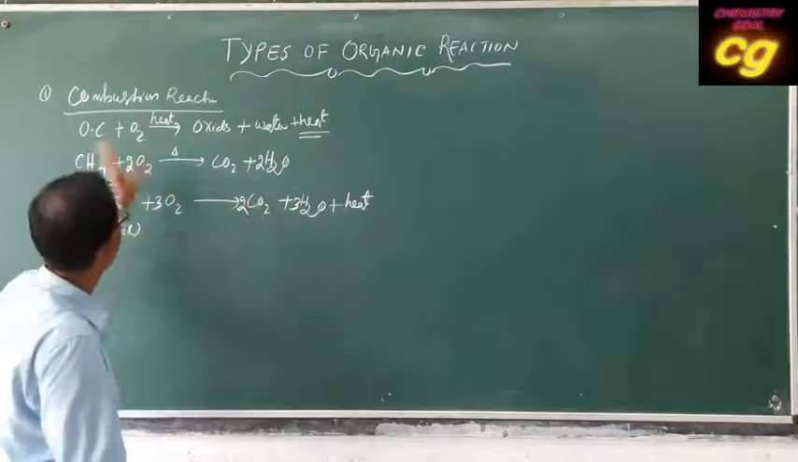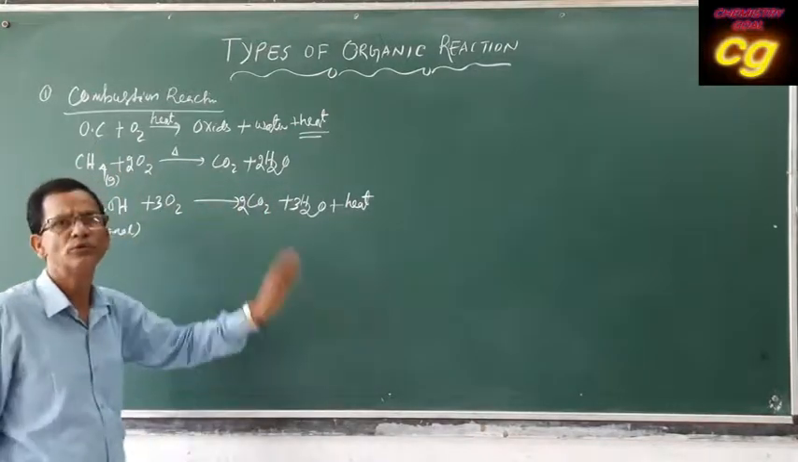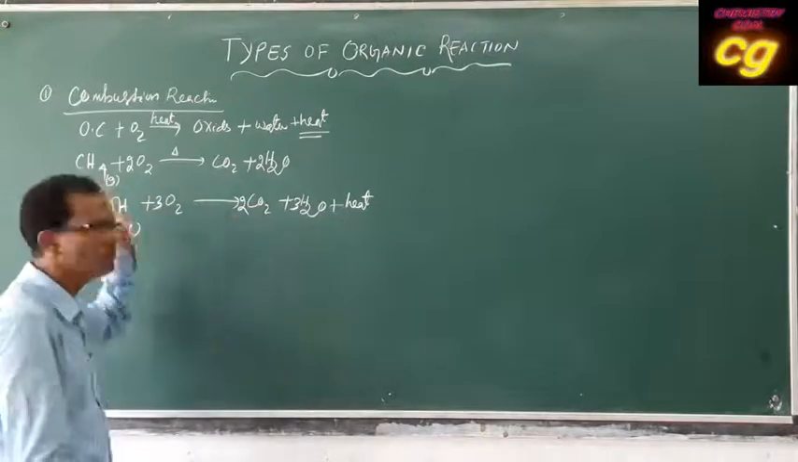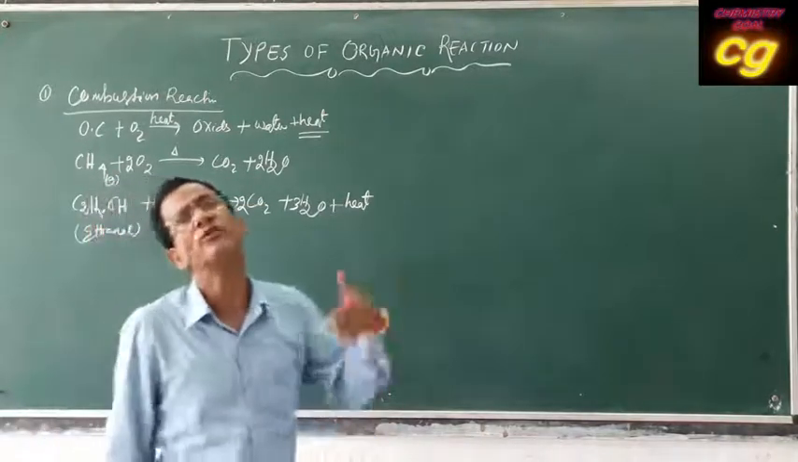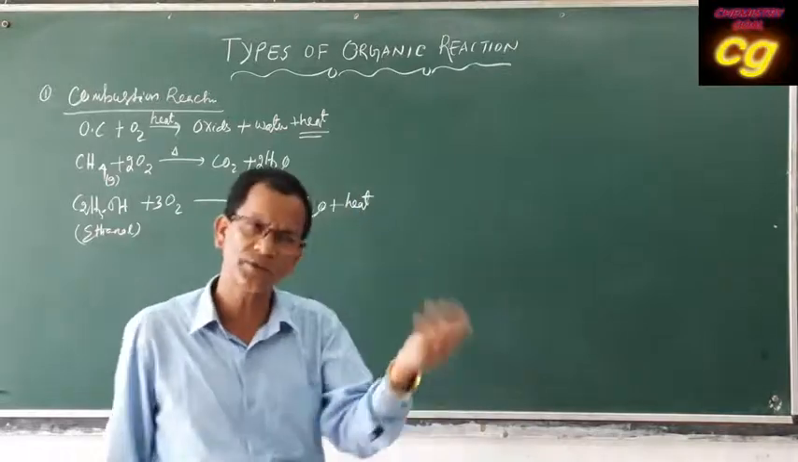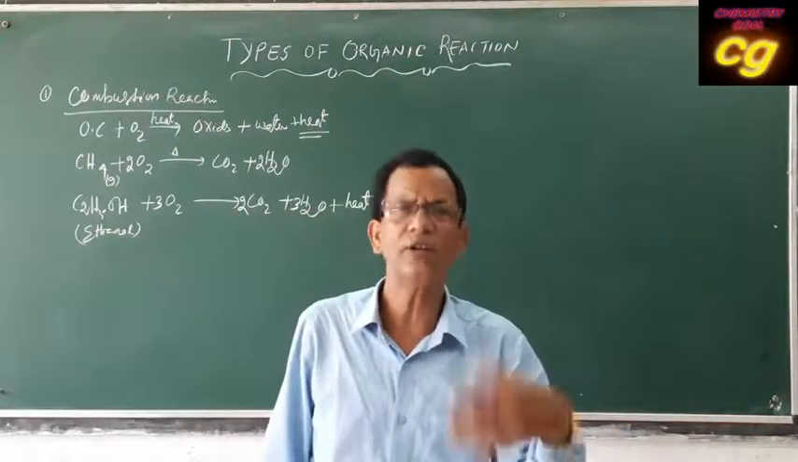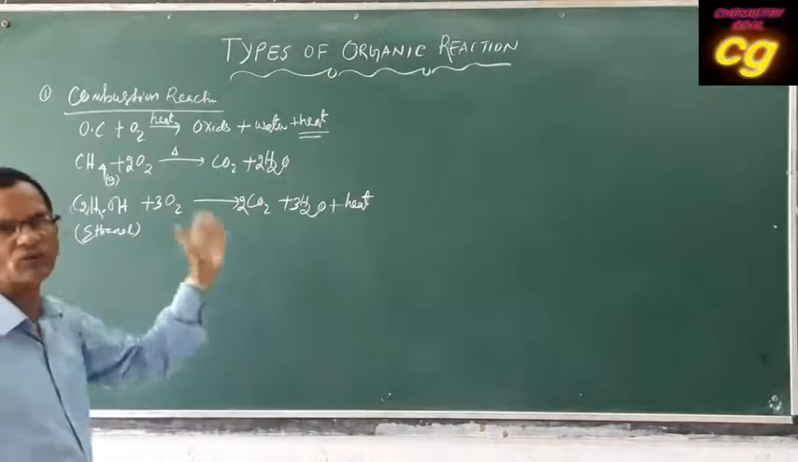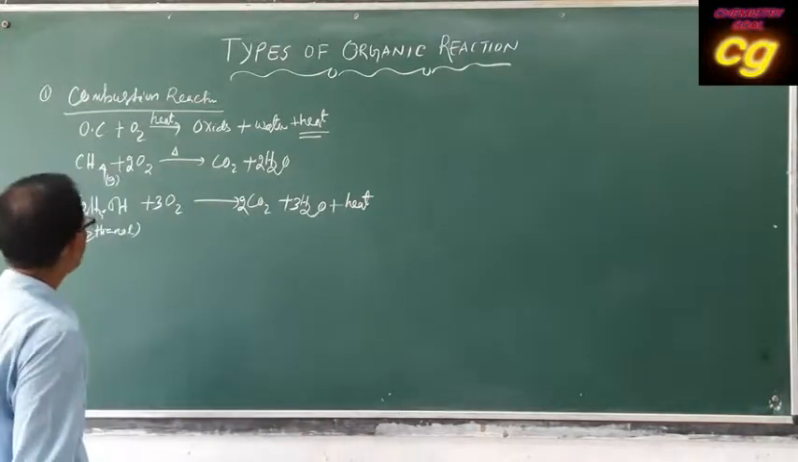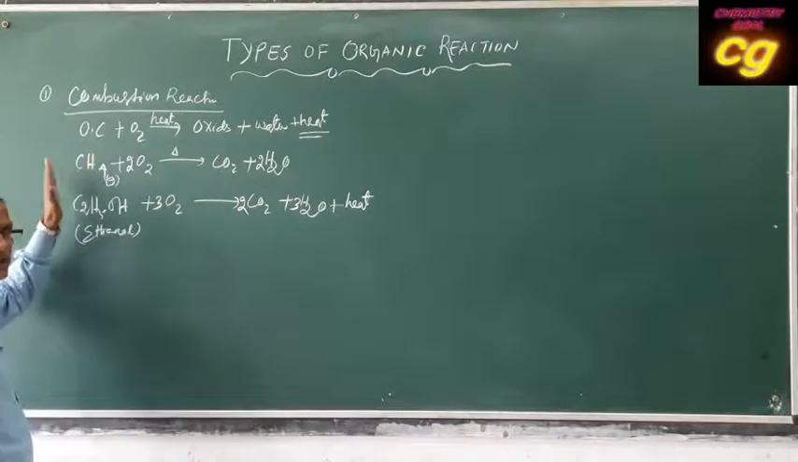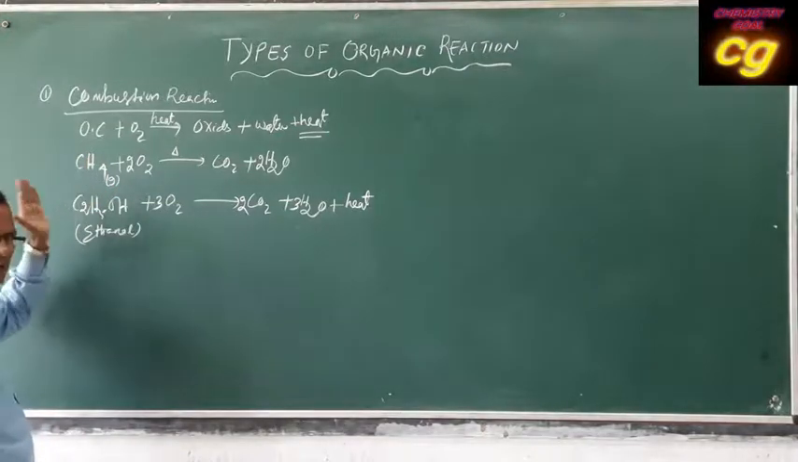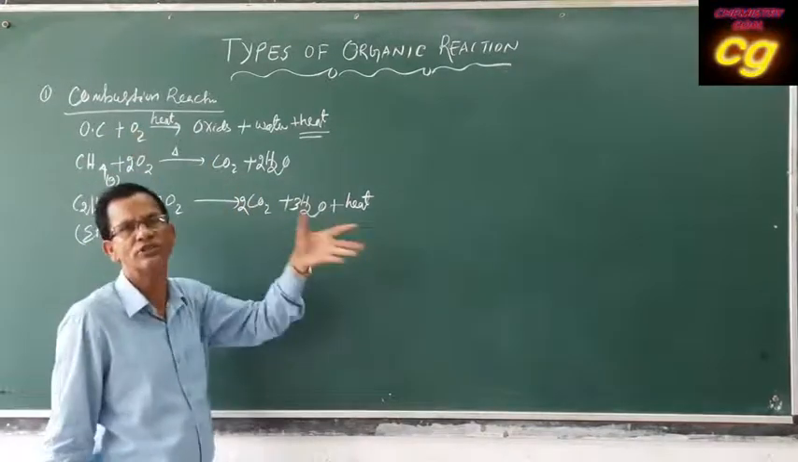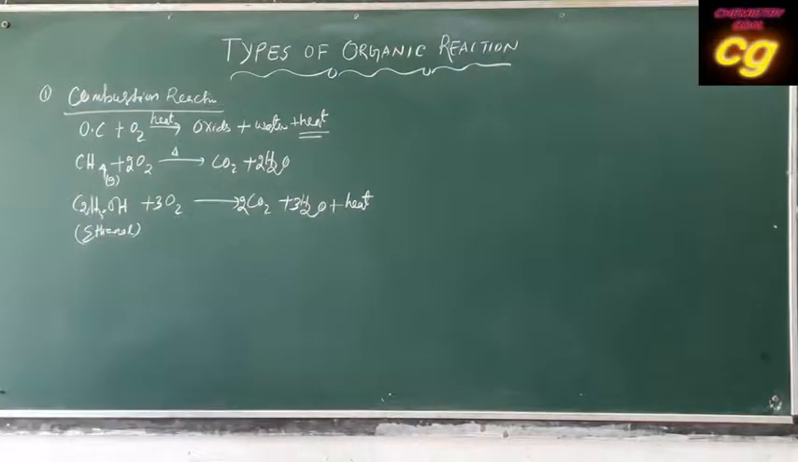So these are the important examples of combustion reaction, and the product depends upon the compound: if an organic compound contains sulfur, it produces sulfur dioxide; if an organic compound contains phosphorus, it produces phosphorus pentoxide; like this, it produces nitrogen oxides. So it depends upon the nature of the organic compound that undergoes combustion, producing oxides and water. This is the general expression of combustion reaction.